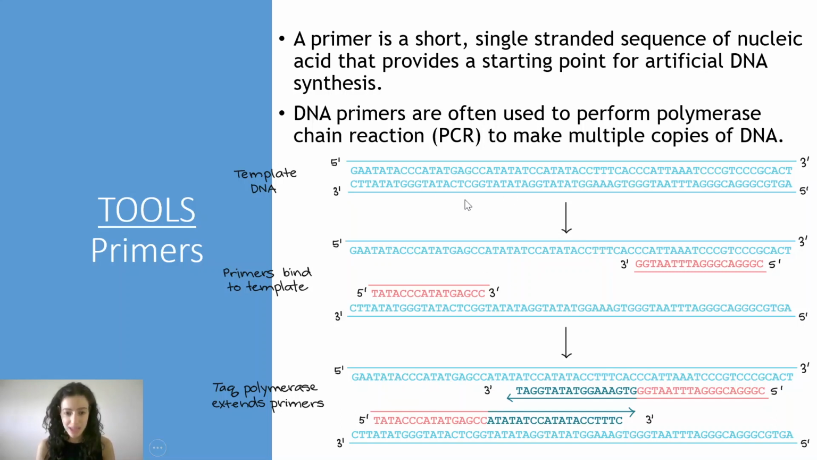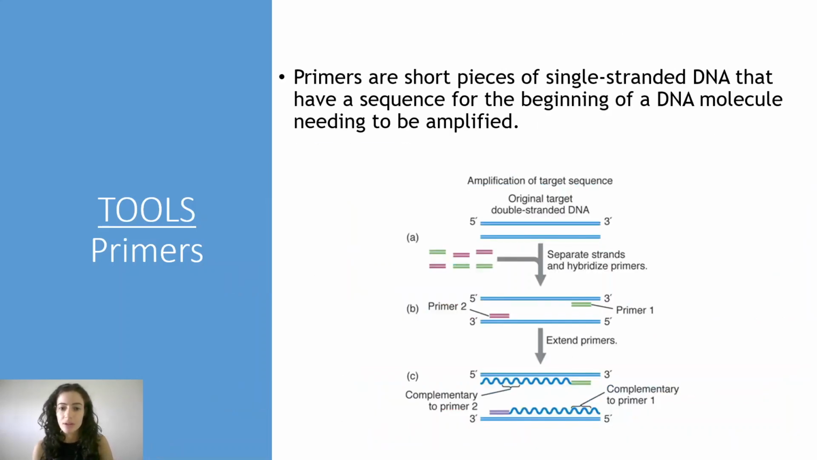So if we have the template DNA, and if we use heat to separate the strands of the template DNA, the primers will bind to the template, and then an enzyme called Taq polymerase will go along and synthesize the rest of the chain. So it's important that the primer has complementary bases to bind in the correct spot, and then there's free nucleotides which Taq polymerase will add on to replicate this DNA. And there's just another diagram that might help you understand that.